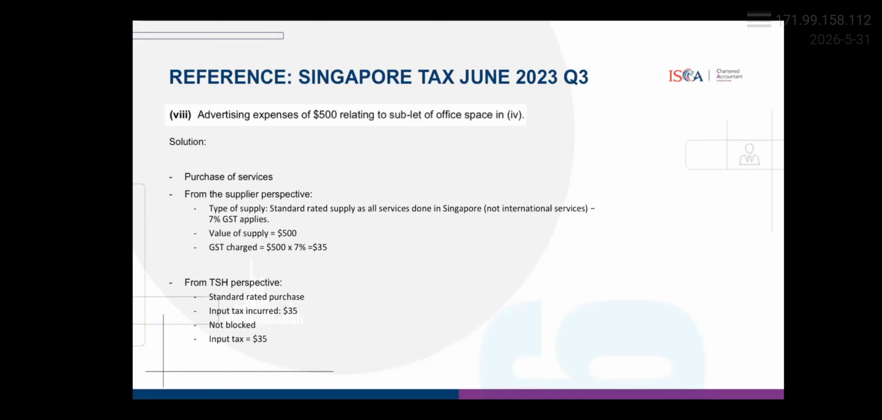The next thing we need to do is to ask ourselves, is this GST, the input tax here, linked to a taxable supply? And we understand that this advertising expense is linked to an office space, which is non-residential. It's a taxable supply. So we check the box. Next, we ask whether this transaction here is being blocked by Reg 26/27? Answer is no, it is not blocked. None of the listing there talks about advertising expense. And therefore, TSH will proceed to claim the $35 as an input tax from the government.